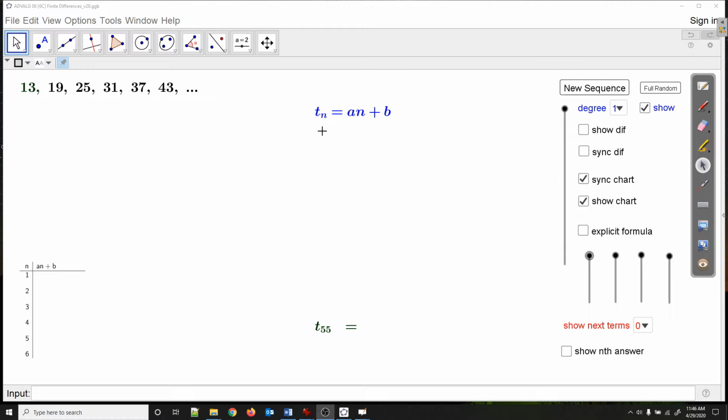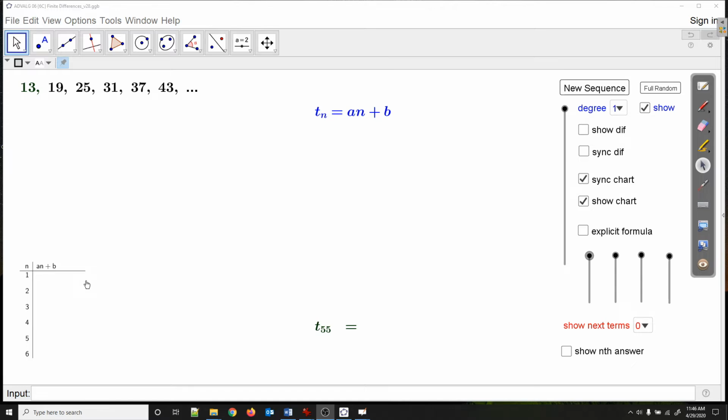t sub n, the nth term, is going to equal an a, which is taking on the role of rate of change, times n. It won't be x because we only want integers for our term numbers, first term, second term, third term, so on, plus b, which really just still means a starting value, assuming n was 0. But our sequences are going to begin with 1.